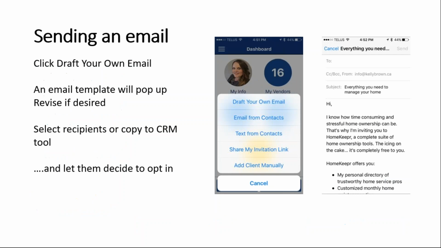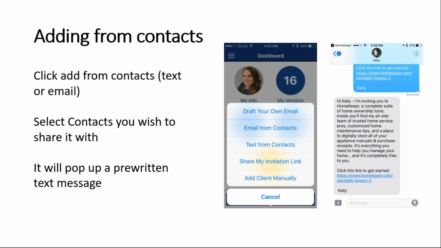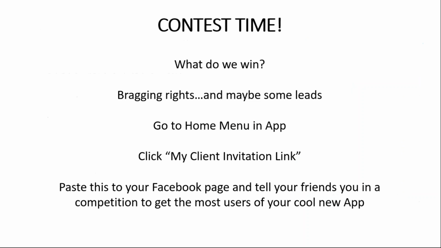So when you're doing it from an email, you'll click draft your own email. It will give you a template. I don't know why you'd want to reinvent the wheel. It works, right? It is really easy. It's just one of those things you've got to start getting used to. Basically they can decide if they want to be in or out. From your contacts, you can send them text messages as well.